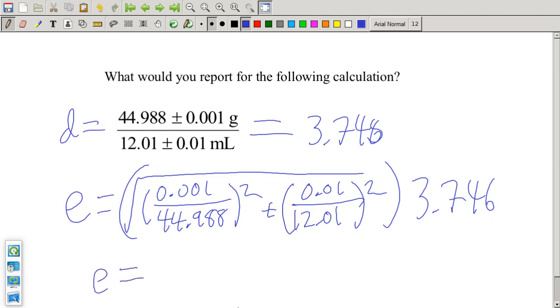That's accomplishing what I've done with the absolute errors in the previous slide all in one step. Or excuse me, with the relative errors. I don't know why I'm blocking on that today. Relative errors are here because we're dividing them, and then we multiply by the final calculation to get our absolute error. What do we get here?